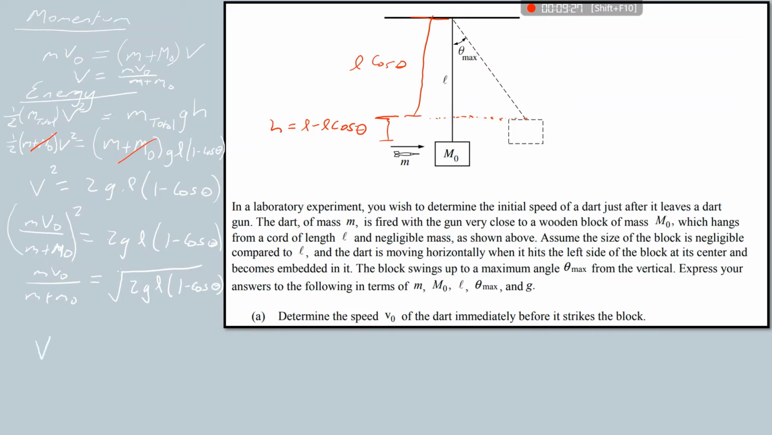Okay, if I want to solve for V initial, what's going to happen? And then we times the bottom part. Okay, so I'm going to multiply by the reciprocal here. So this is M plus M0 over M root 2GL times 1 minus cosine theta. Awesome. Any questions on what we did? No. Okay, so let's check really quick.